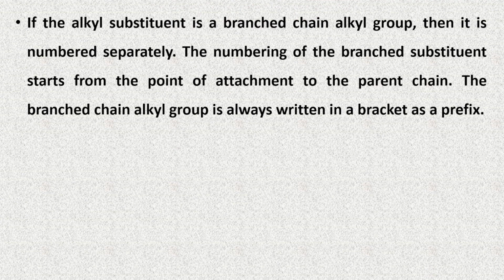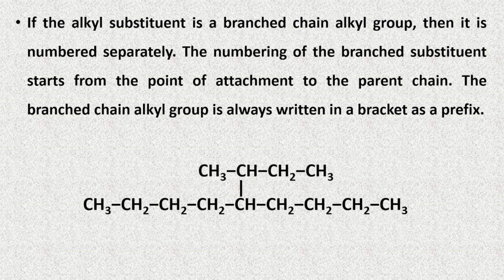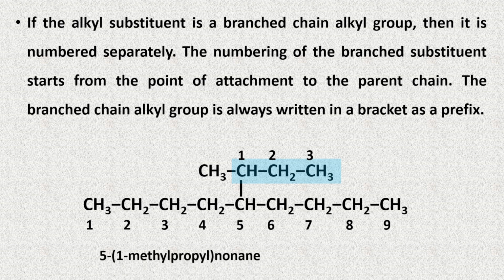If the alkyl substituent is a branched chain alkyl group, then it is numbered separately. The numbering of this branched substituent starts from the point of attachment to the parent chain. The branched chain alkyl group is always written in brackets as a prefix. In this compound, the substituent is 1-methyl propyl, whose locant is 5. So its nomenclature is 5-(1-methylpropyl)nonane.